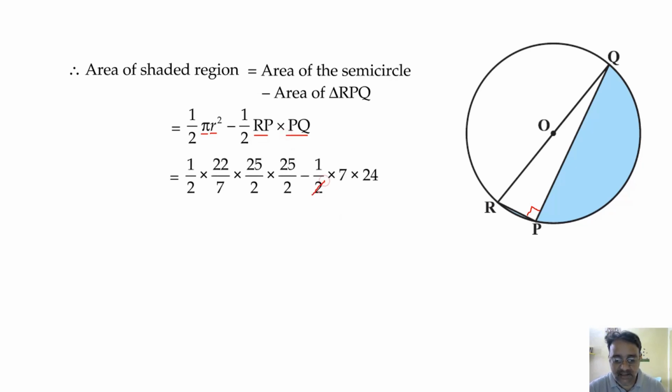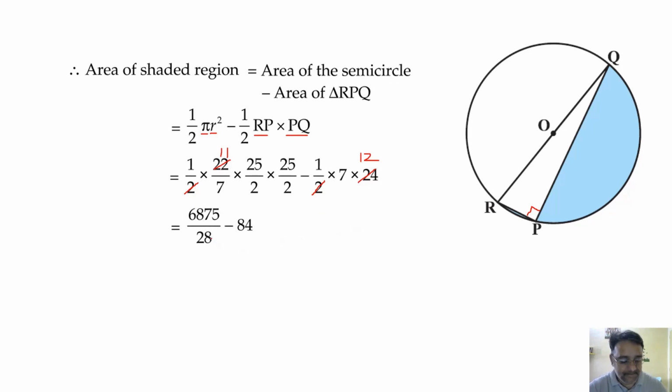So this we can cancel 12 and here also we can cancel only this 2. सिर्फ एक ही कैंसिल हो रहा है. सो 11 इंटू 25 इंटू 25. सो वी आर गेटिंग 6875 अपॉन 28 minus 84.